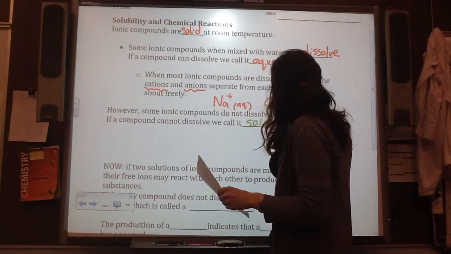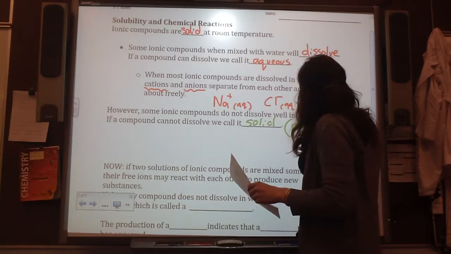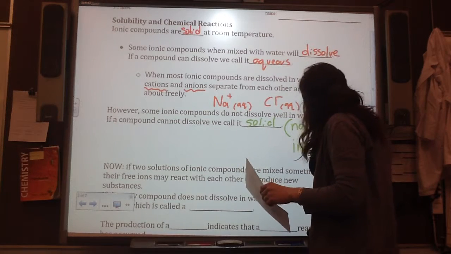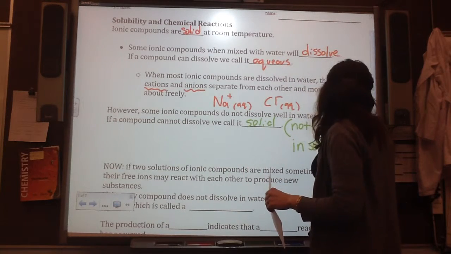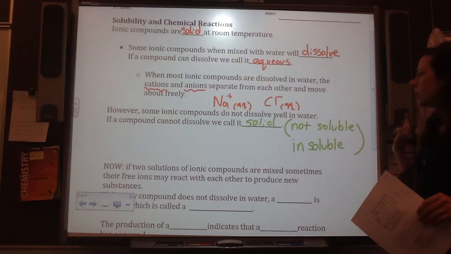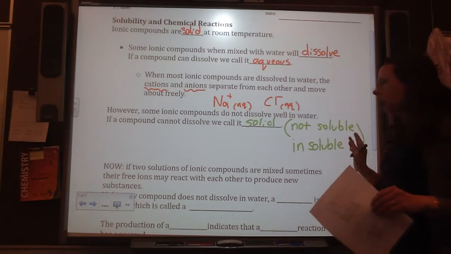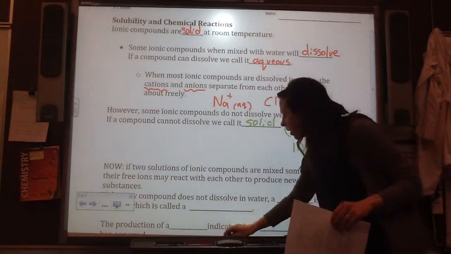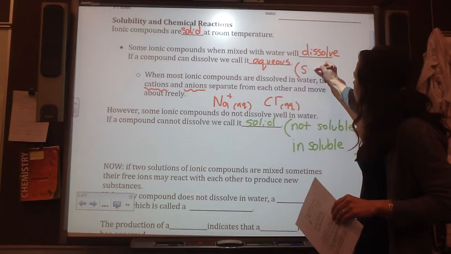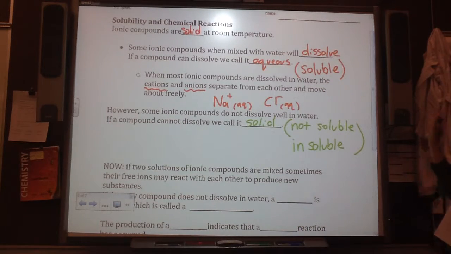Yeah, solid, and that means that it is not soluble, or insoluble. Okay? So when something cannot be dissolved in water, it's insoluble or not soluble or slightly soluble or just solid. So let's add that here. When something can dissolve, it is called soluble. Then we put the aqueous with it.